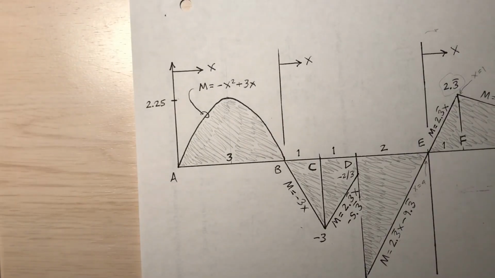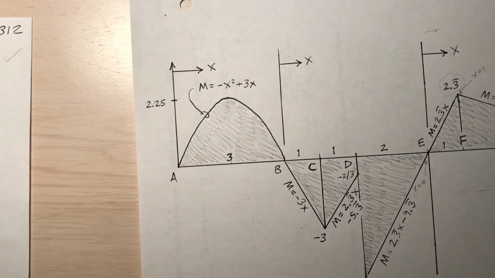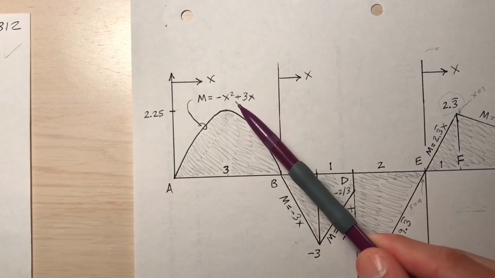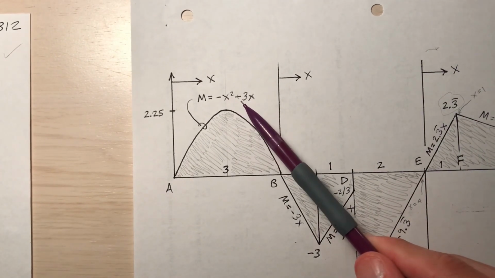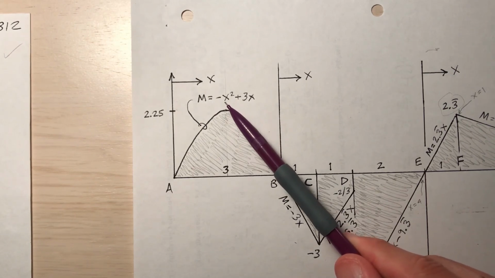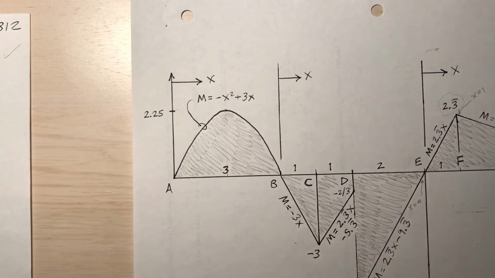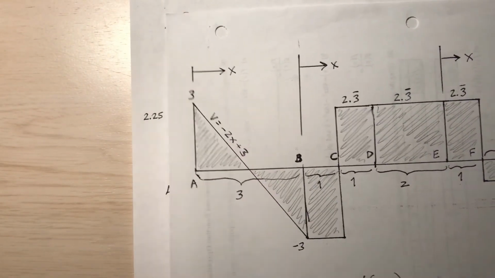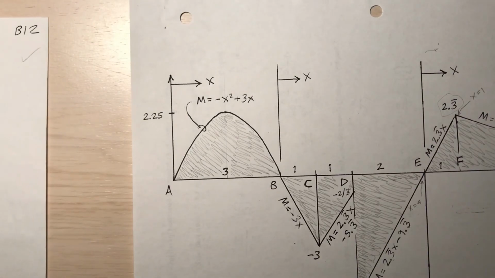How's that? I might as well take it one step further. What is the derivative of negative x squared plus 3x? The derivative would be negative 2x plus 3. Negative 2x, the slope, negative 2. So negative 2, does that sound familiar? Slope of the shear, negative 2. Go back and take it slower if you didn't catch that.